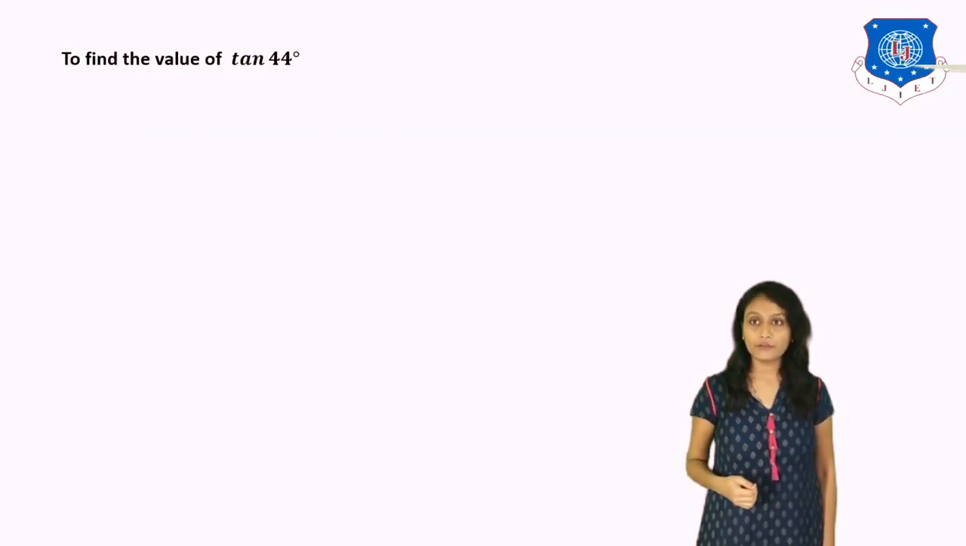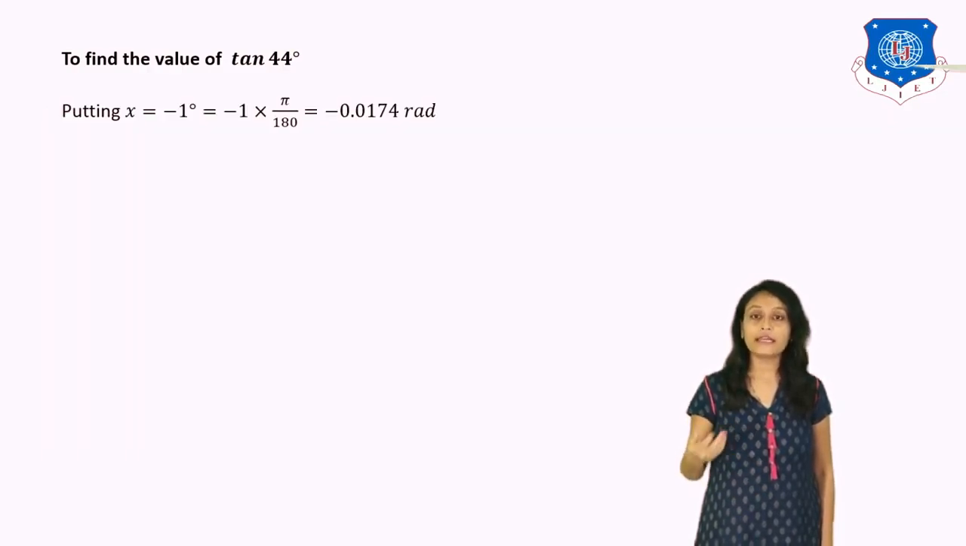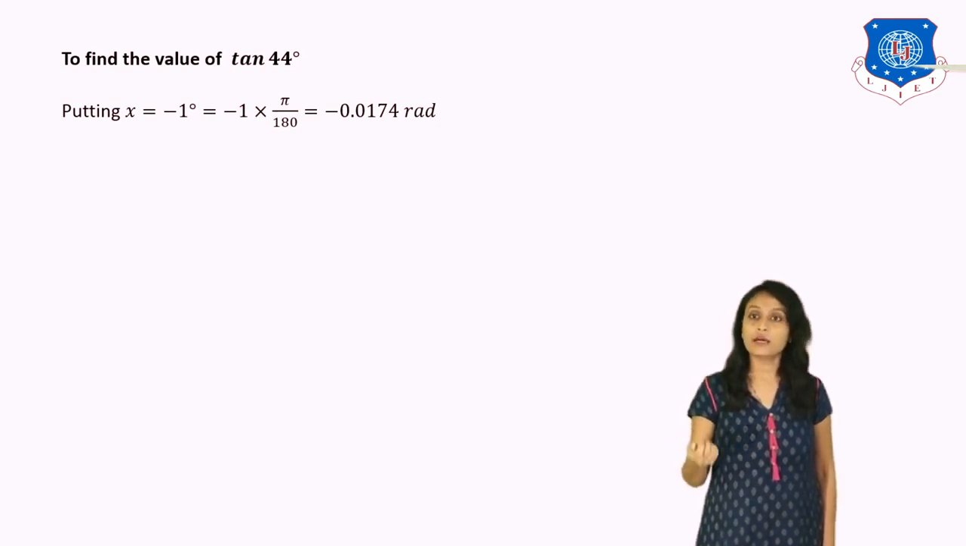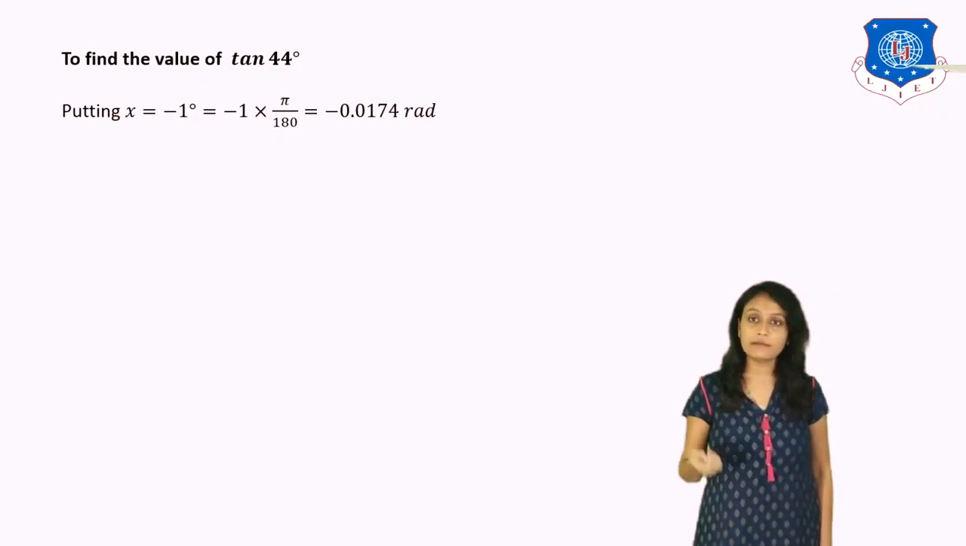Now we have to find tan 44 degree. Okay, so to find tan 44 degree, what we need is x equal to minus 1 degree, so 45 minus 1, you will get 44 degree. Okay, again we want it in radian form, so minus 1 into pi upon 180, right? So on simplification you will get minus 0.0174 radian.